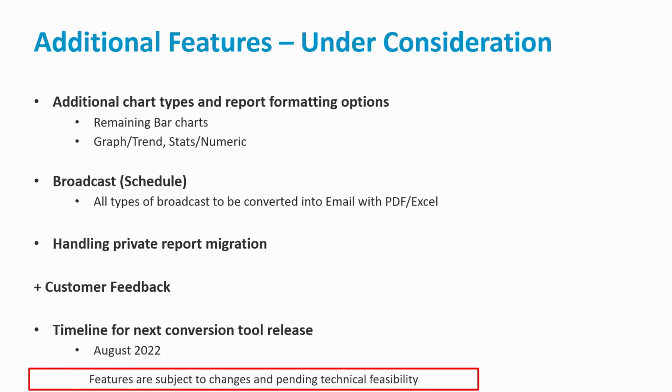What next with the conversion tool? We plan to continue development of the conversion tool with the aim to minimize the effort required for this transition. For example, we plan to add support for an additional bar chart type variant. In a similar way, we plan to add support for trend chart or stats and numeric panel in the conversion process. We are also looking at bringing in report broadcast information along with the report definition using the conversion tool.